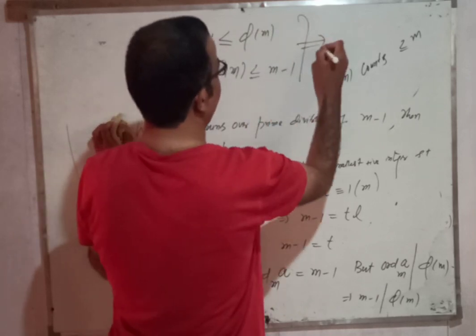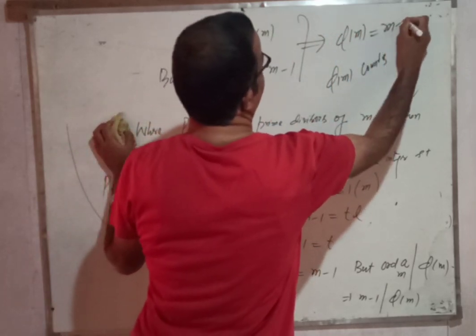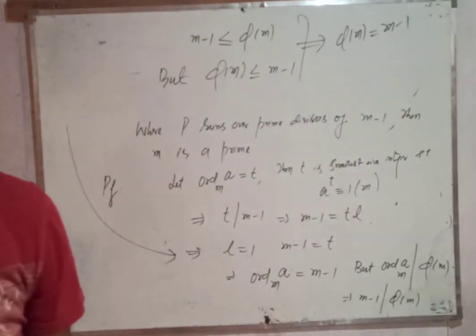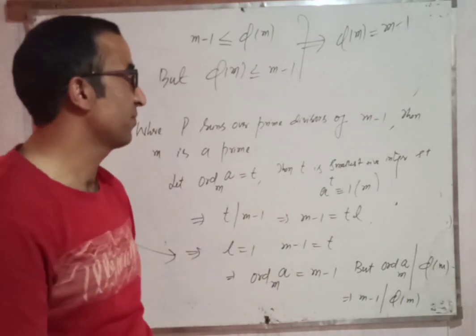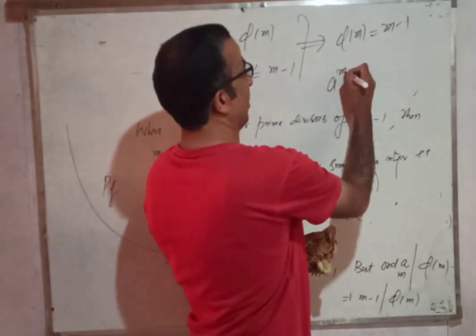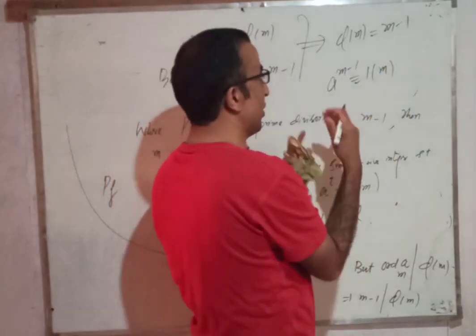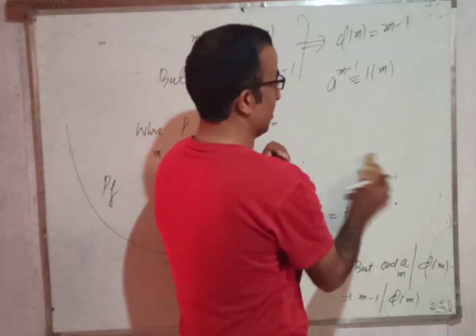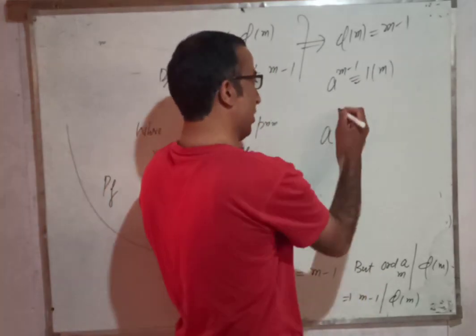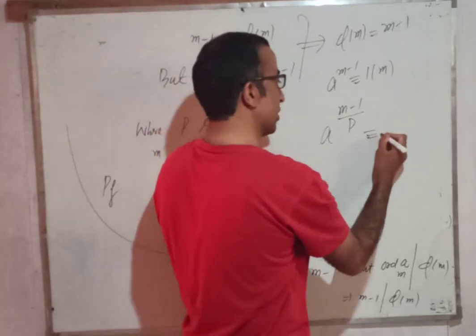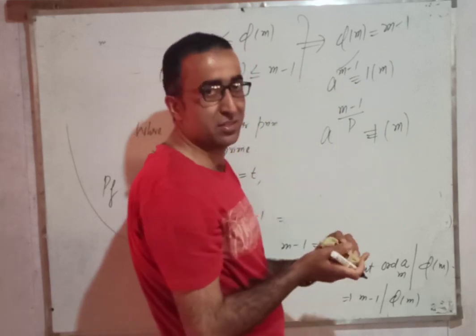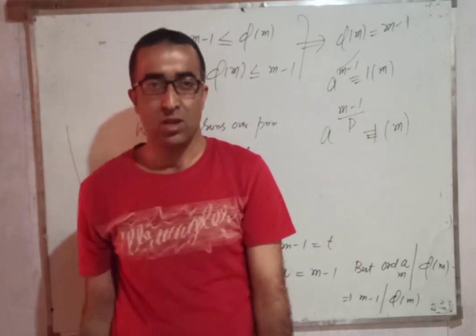Combining these two will imply phi of m is exactly m minus 1. This I told you in the introduction, that when phi of m is exactly m minus 1, then m is always a prime number. So m is a prime number. Means when you have a power m minus 1 congruent to 1 mod m, you cannot directly say that m is a prime number. So the converse of Fermat's theorem holds, but under an additional condition. If you have a power m minus 1 by p not congruent to 1 mod m, where p runs over the prime divisors of m minus 1, then m is a prime number. This is actually the converse of Fermat's theorem.